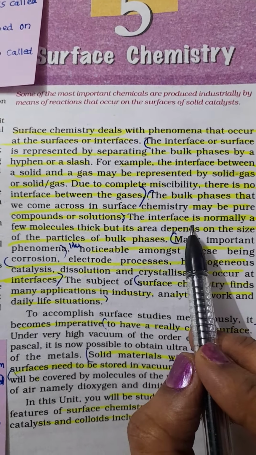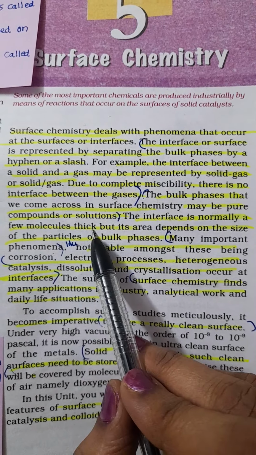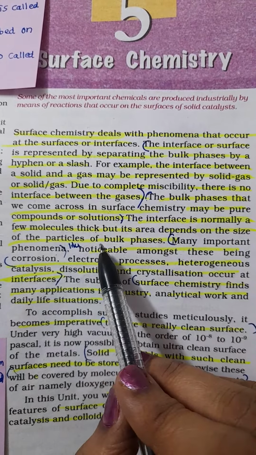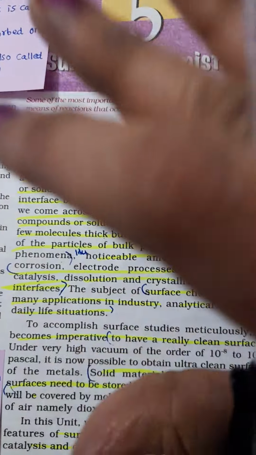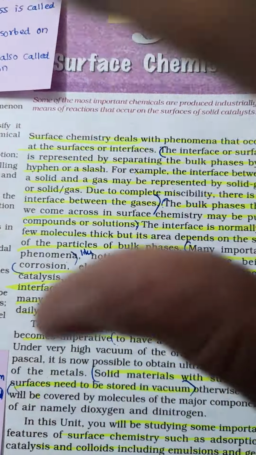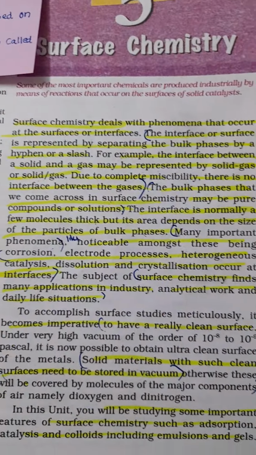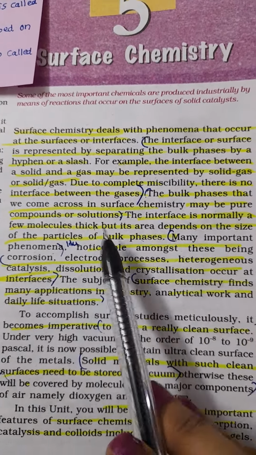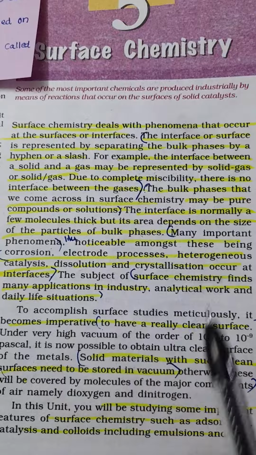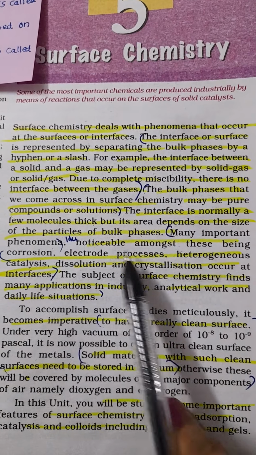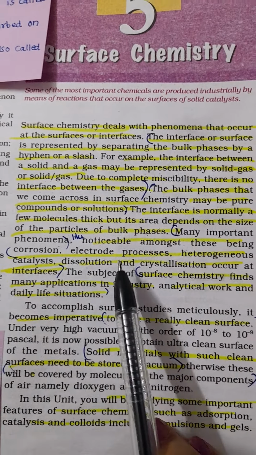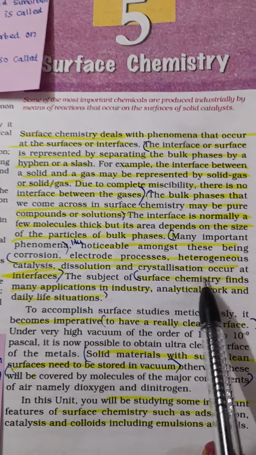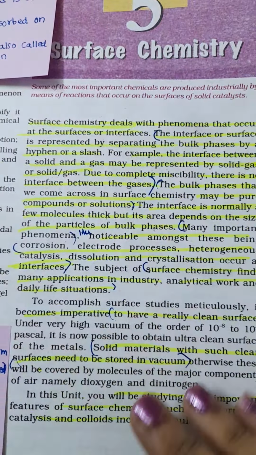So what is interface? It is a few molecules thick, and its area depends on the size of the particles of the bulk phase. A thin layer of molecules is known as interface, and the area depends only on the size of the particles which form the phases. Many important phenomena like corrosion, electrode processes, heterogeneous catalysis, dissolution, crystallization all occur at the surface or the interface.